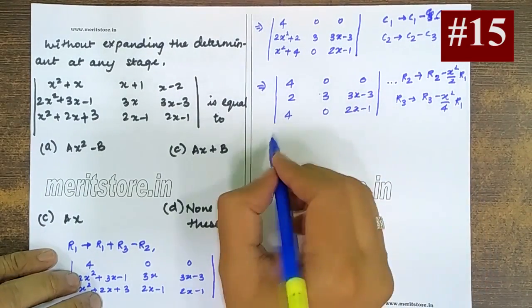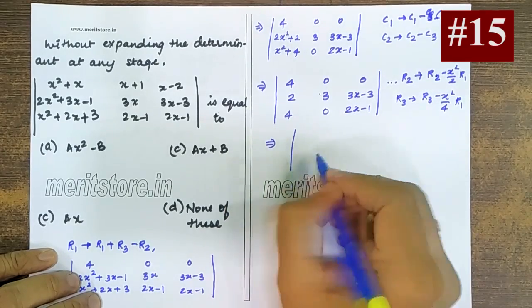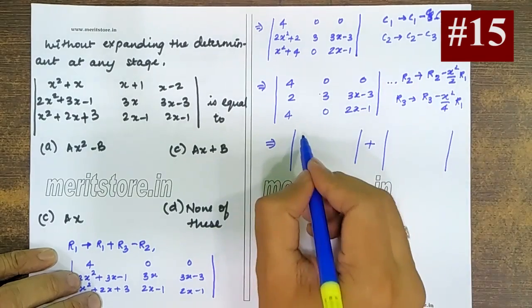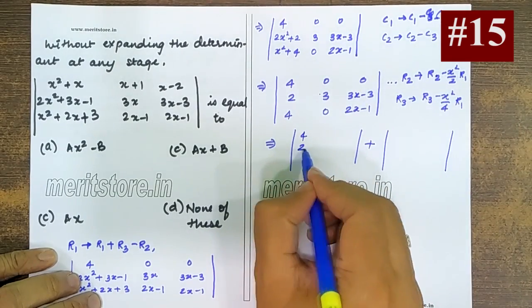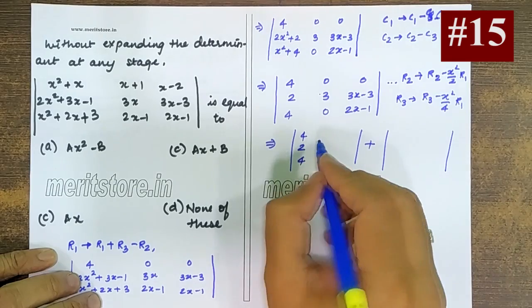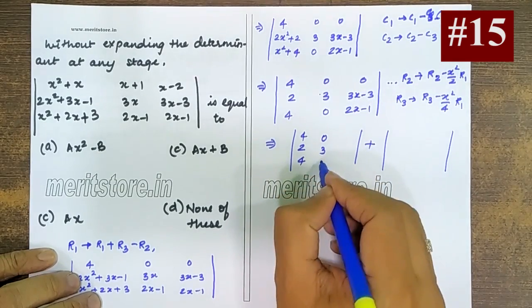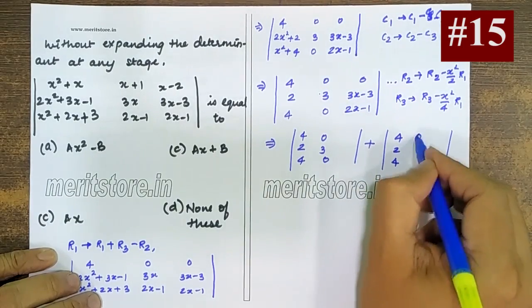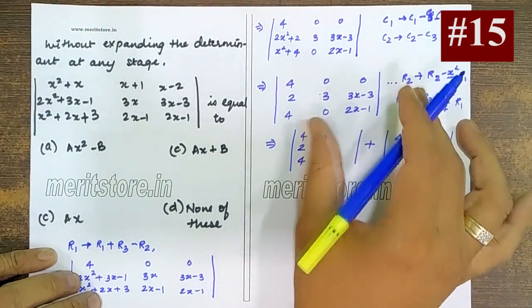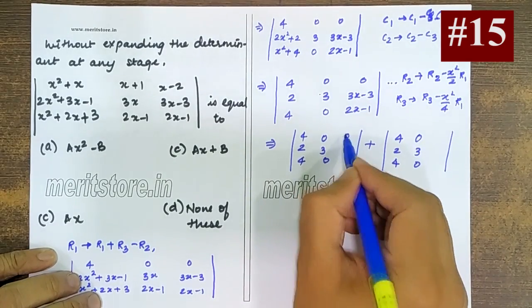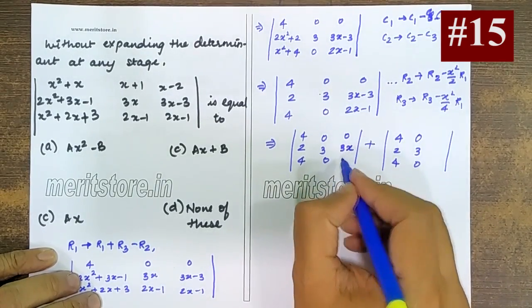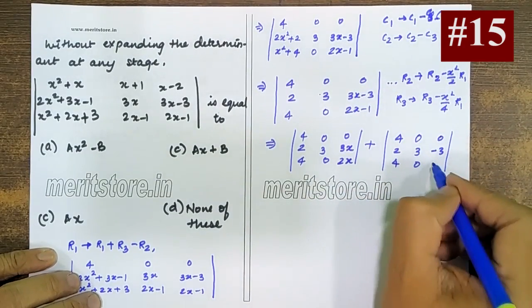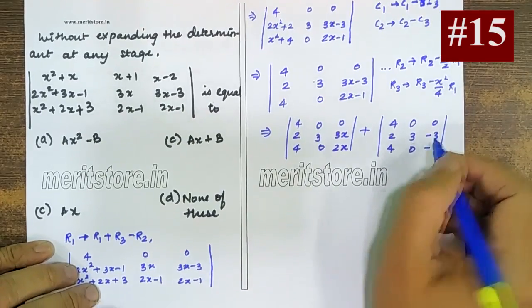Now by applying the property of determinant, we can split this into two different determinants, whereas the first column will be 4, 2, 4, the second column will be 0, 3, 0 in both, that is 4, 2, 4 and 0, 3, 0. Now this we can split, so that will give you 0, 3x, 2x, and this will give you 0, minus 3, minus 1.